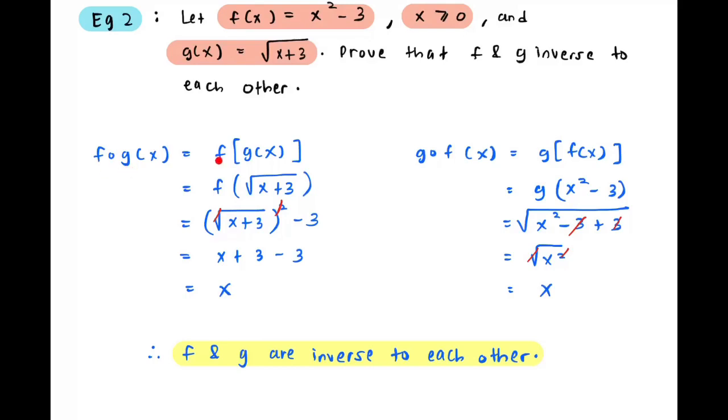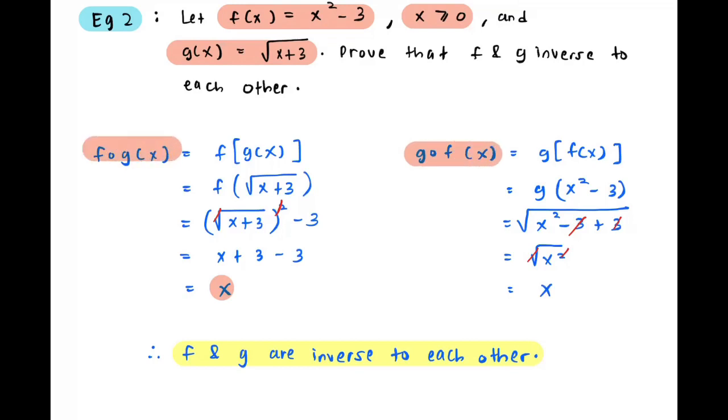So put f here, substitute g(x) first, which is square root of x plus 3. Now let's compose f(square root of x plus 3). So it is (square root of x plus 3) squared minus 3. Square and square root can be cancelled out. 3 minus 3 is 0. The answer is x. Let's look at another one, g compose f.